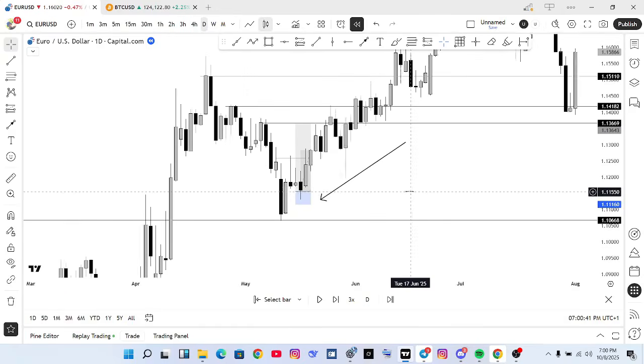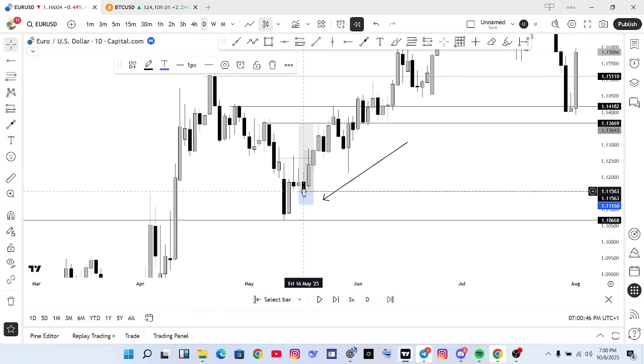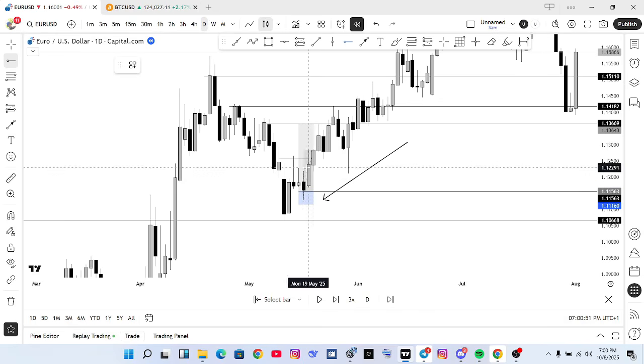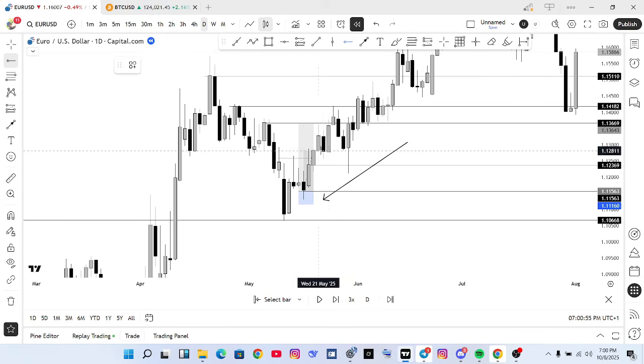Now you are looking for another entry. Your entries will be at this point. You have this place here as a key level. This place is a key level. Look at this OCL here, a key level. This place here is also a key level.